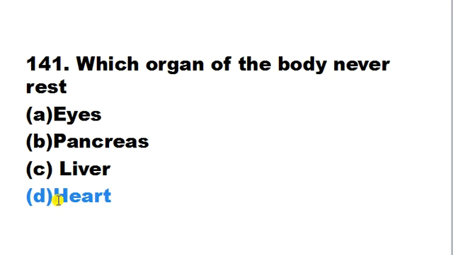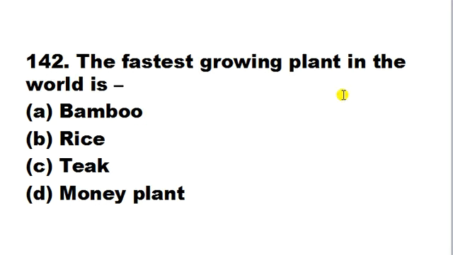It never rests. The fastest growing plant in the world is bamboo, rice, teak, monkey plant. It is the fastest growing plant in the world. It can grow up to 91 centimeters per day. That 91 centimeters means around 35 inches can be grown in one day. So it's the fastest growing plant in the world.